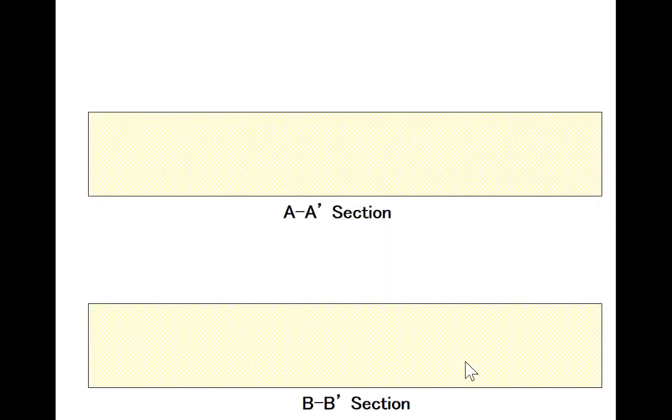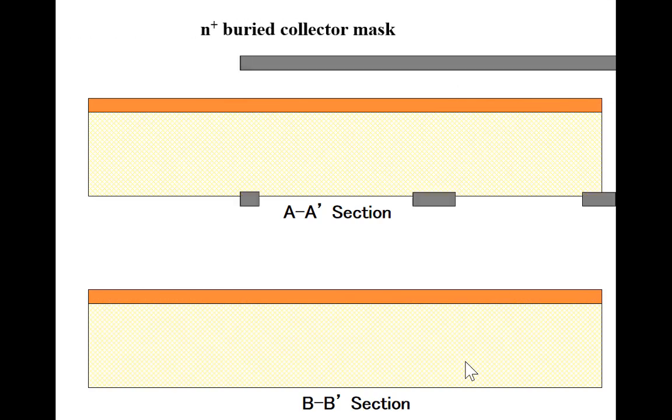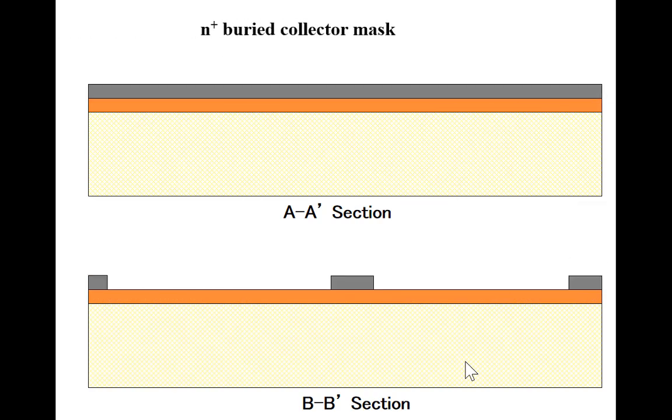So cross-sectional view, we said we start with a P-type substrate. So that's yellow, lightly doped. Then we apply photoresist. And then I put the N+ buried collector mask on. Well, actually it's a reticle, but I'm pretending it's a mask. So there will be openings then in this region here and this region here.